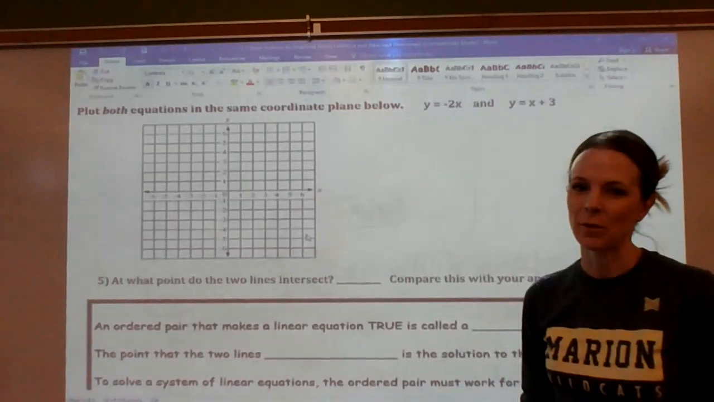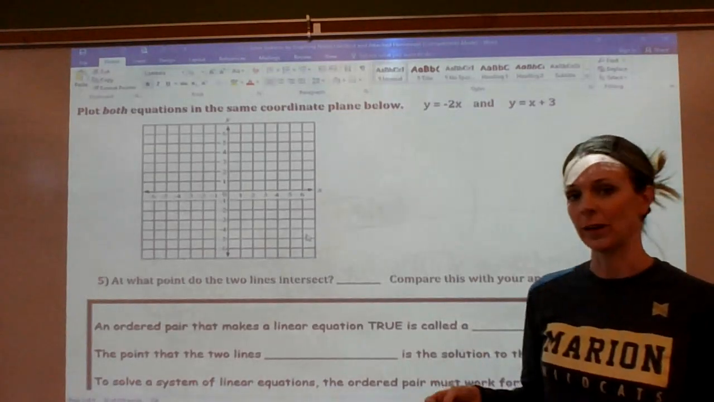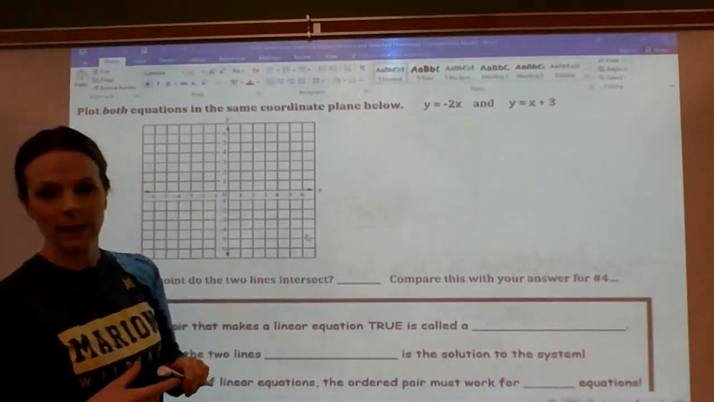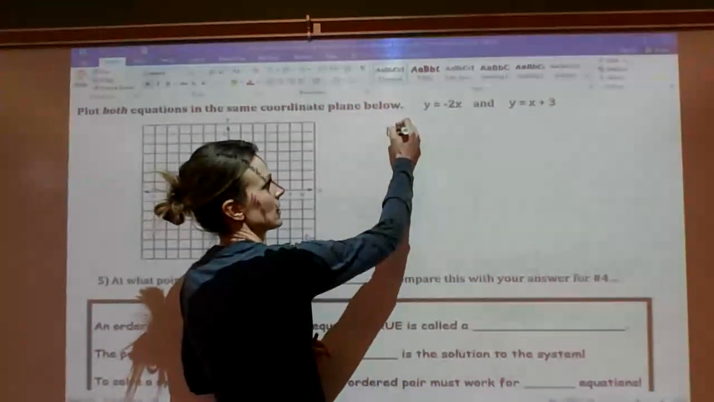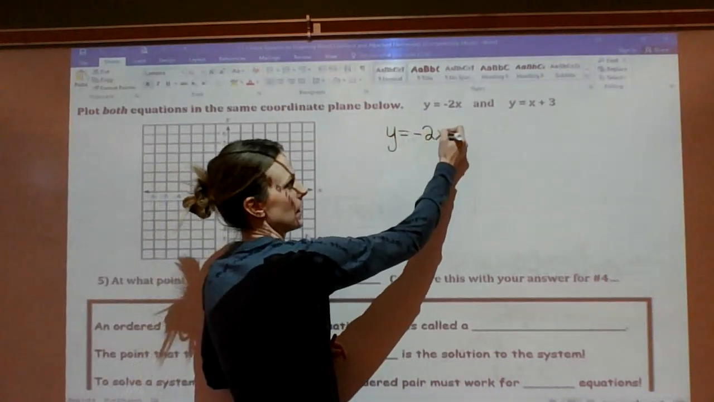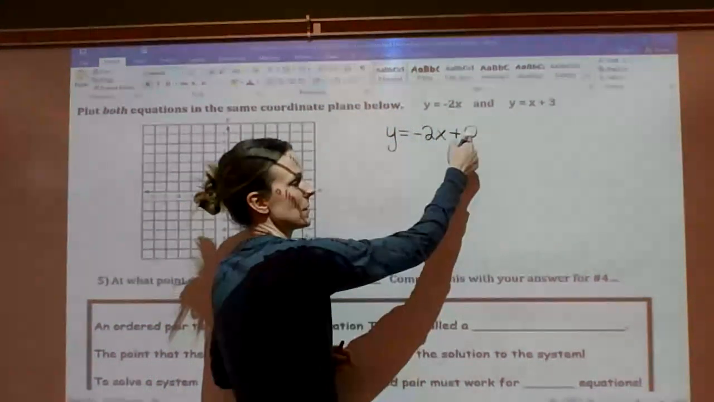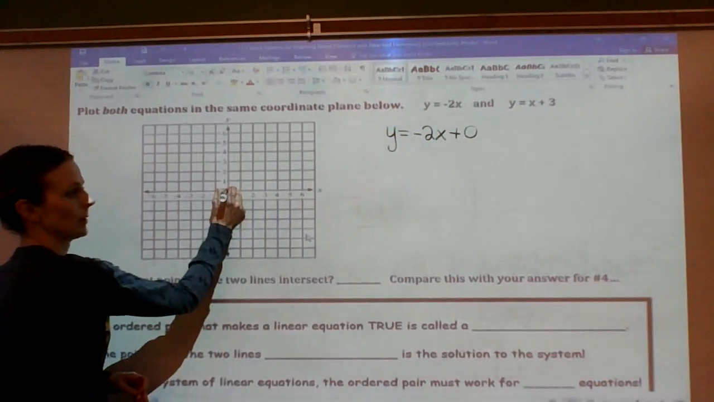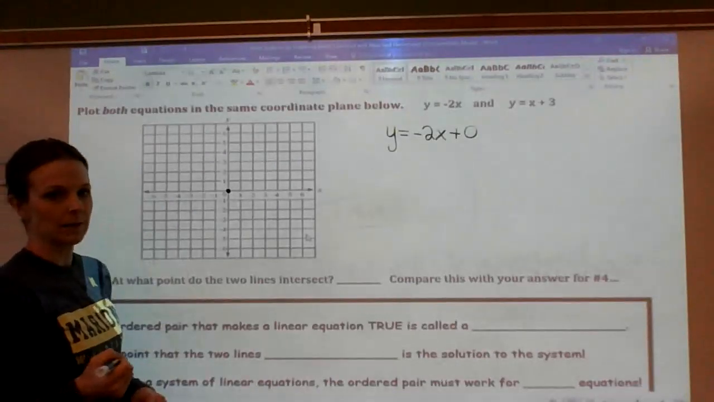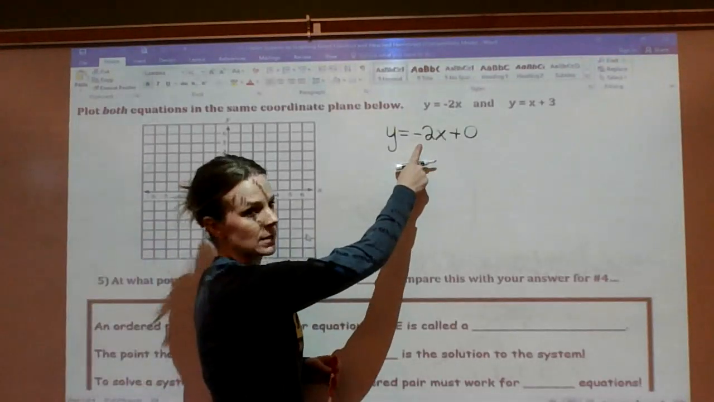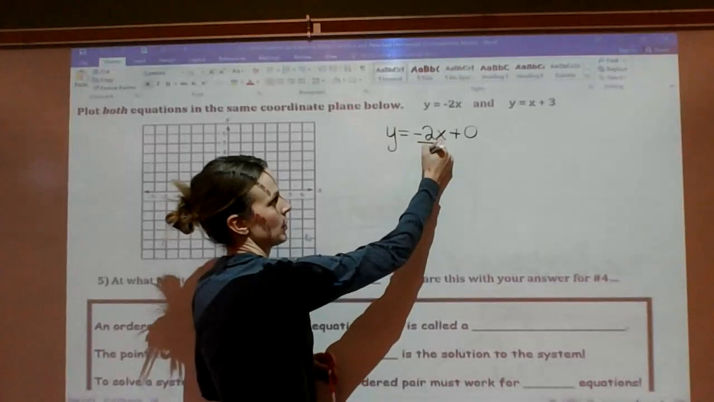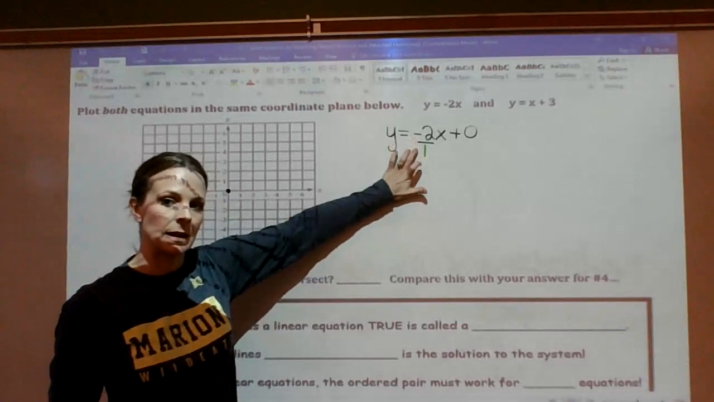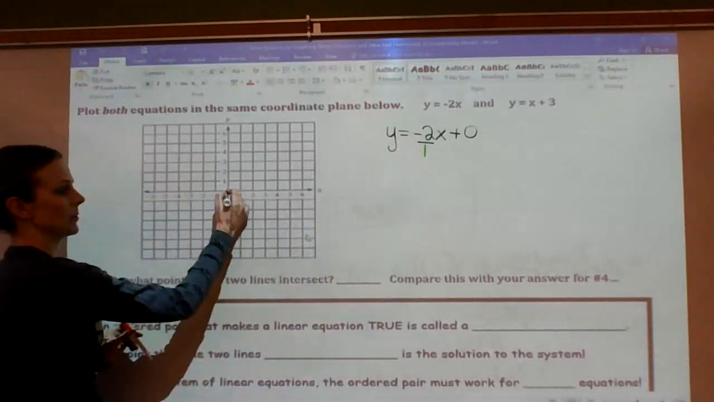Okay, so now what we're going to do is graph both equations and see what that looks like. So I'm going to graph y equals negative 2x, which is in slope-intercept form. However, they don't have the y-intercept written, so it's implied that it's a 0. So I'm going to go to 0. Plot my y-intercept, and then the number in front of your x is always your slope. So I'm going to make it a fraction and put it over 1. That way I can see that I'm going to go down 2 units, and then right 1 unit. So I'm going to go down 2, right 1.